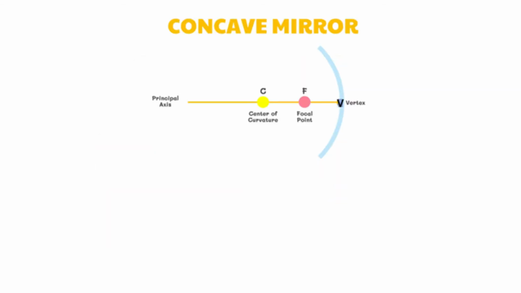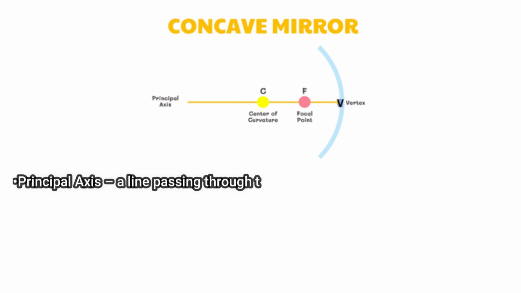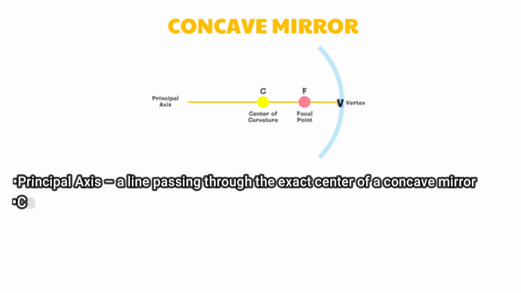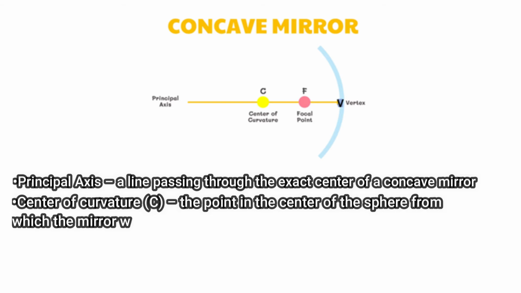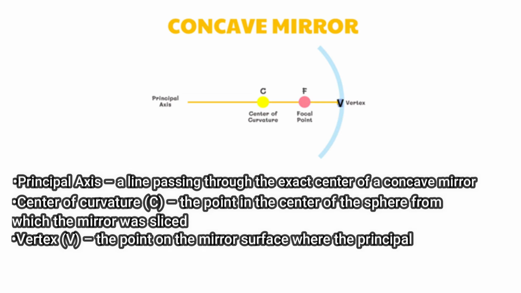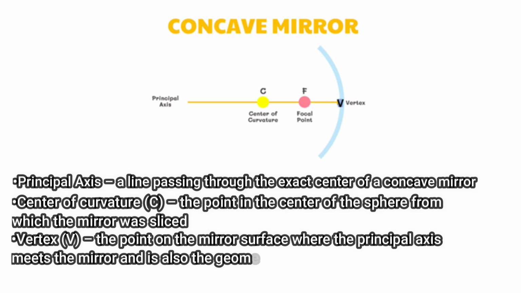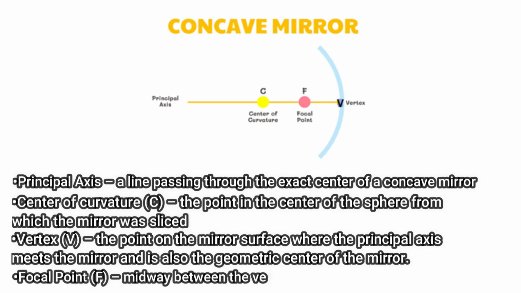In order to determine the characteristics of image formed in curved mirrors, let us first identify its parts. Principal axis, a line passing through the exact center of a curved mirror. Center of curvature C, the point in the center of the sphere from which the mirror was sliced. Vertex V, the point on the mirror surface where the principal axis meets the mirror and is also the geometric center of the mirror. Focal point F, midway between the vertex and the center of curvature. To determine the location, orientation, size, and type of images formed in curved mirrors, let us first discuss the four principal rays used in ray diagram.